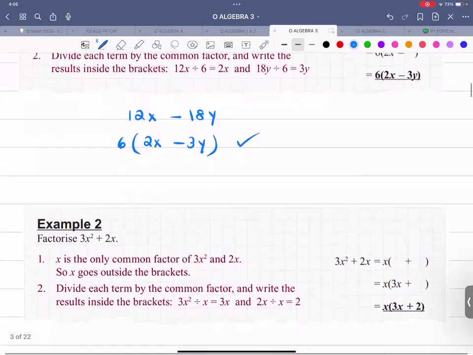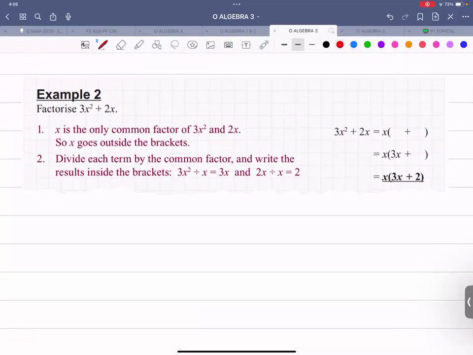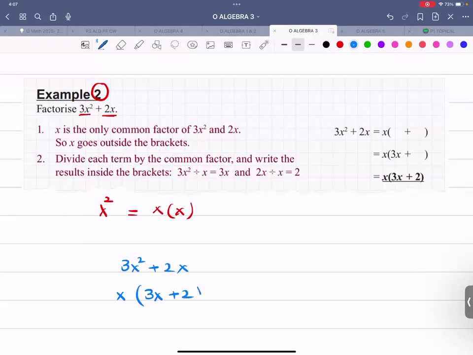Now the first example is done. Let me move to the next one. Now this time in example 2, it's asking us to factorize 3x squared plus 2x. This time 3 and 2 are not common, but x squared is basically x into x. So yes, I can take an x common out. So let me write it down. This is 3x squared plus 2x. We will write x common out, take it outside of the bracket. And then this is 3x plus 2. And that is the answer for this particular part.